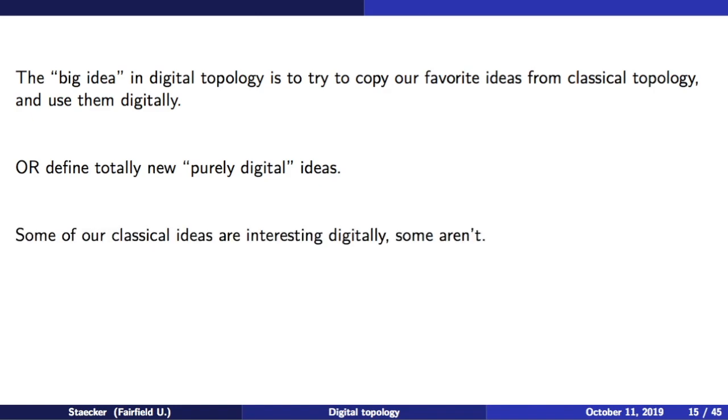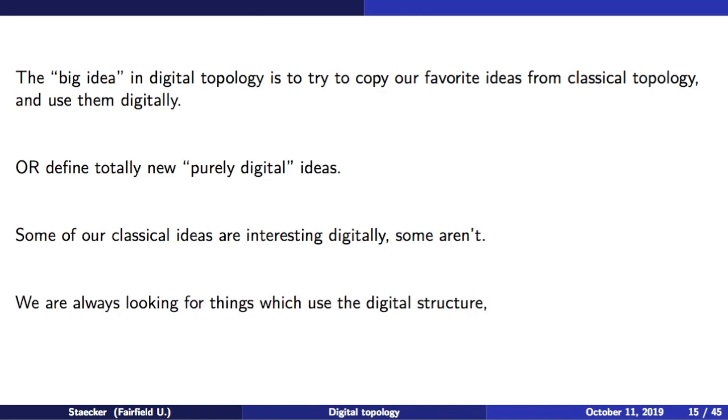All right, some of the ideas in classical topology are interesting when you try to copy them, and some of the ideas are not interesting when you try to copy them. And I'll try and show you some examples. We're always looking for things which use the digital structure. Sometimes you can think that you've discovered something new, and really it's not. We don't just want theorems about finite sets. There are many things which are true just because it's finite, but that's not very interesting. We want something that is actually true because of the digital structure of the thing.